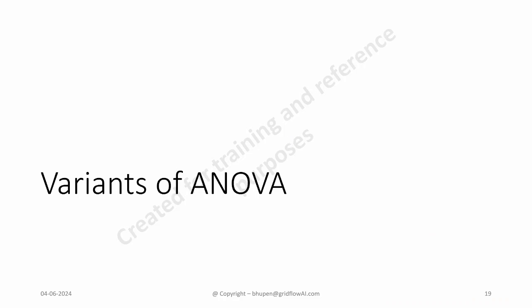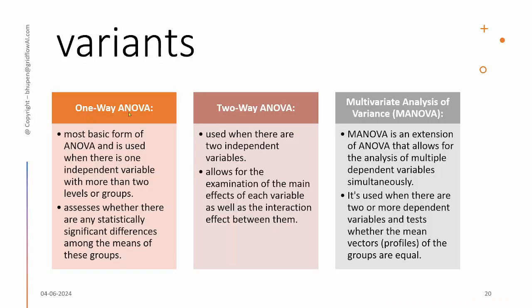So there are some variants of ANOVA. One-way ANOVA, two-way ANOVA, we already discussed, and there is multivariate analysis as well, which is called MANOVA. MANOVA is an extension of ANOVA, slightly complicated and sophisticated. Here, more than two dependent variables can be tested.